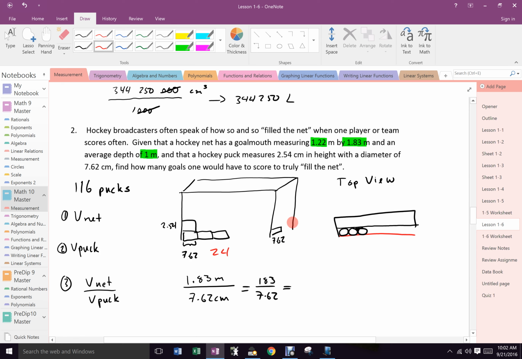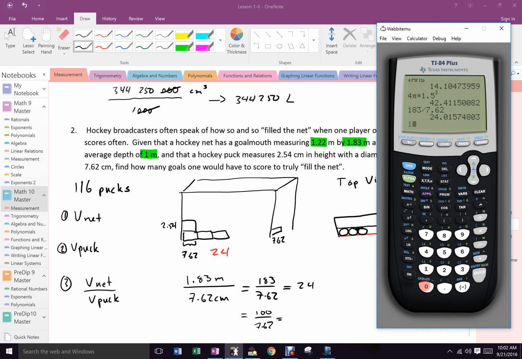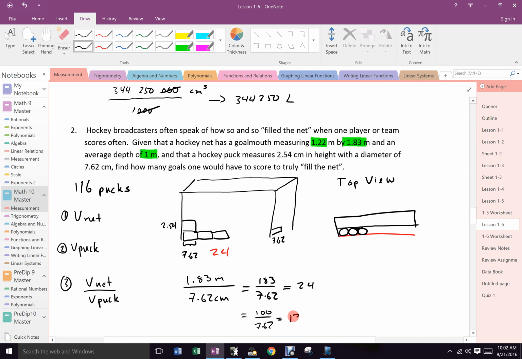How deep is the net? 1 meter. So that was 24. So 1 meter is 100 divided by what? 7.62. Because, as Antonio says, they're a circle. So it's the same this way and this way, yes? So I go to my calculator. 100 divided by 7.62. How many pucks will fit that? 13. So I got 13 pucks this way, yes? How many pucks fit up and down?